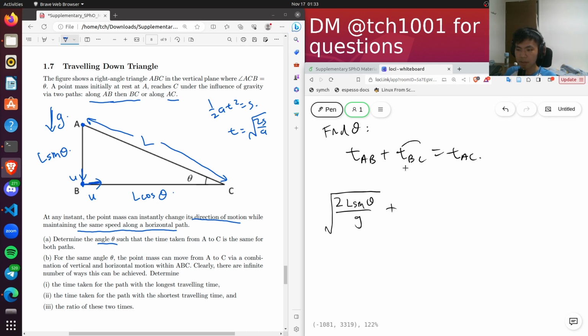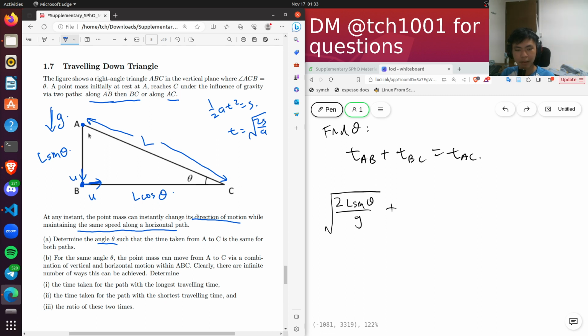Then what is TBC? TBC over here is purely going horizontally. It's no longer accelerating, because it's already reached the bottom, so it doesn't accelerate any further. And so the speed is constant, right? So namely, what is the speed at B?